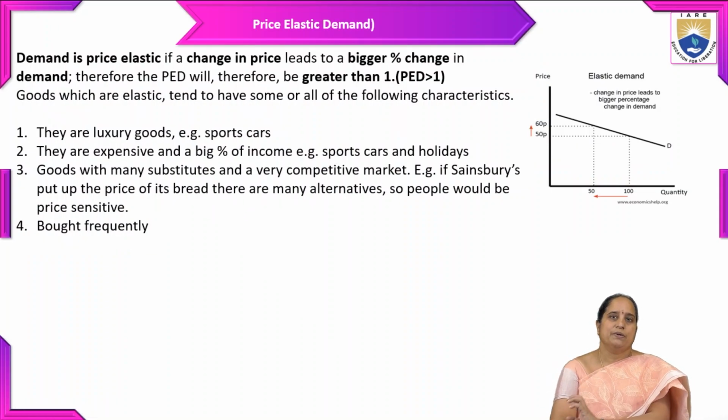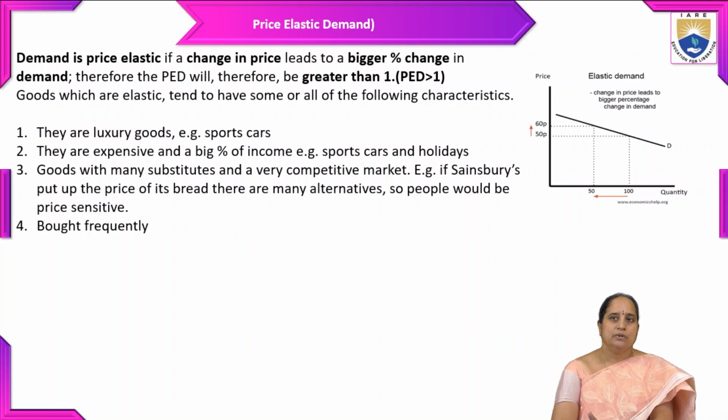Demand is price elastic if a change in price leads to a bigger percentage change in demand. Therefore, the PED will be greater than 1. Goods which are elastic tend to have some or all of the following characteristics. They are luxury goods. For example, sports cars are expensive and take a big percentage of income. Only some class of people may afford those types of cars and holiday packages. And goods with many substitutes in a very competitive market.